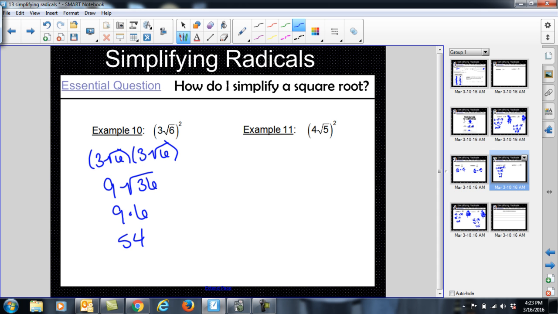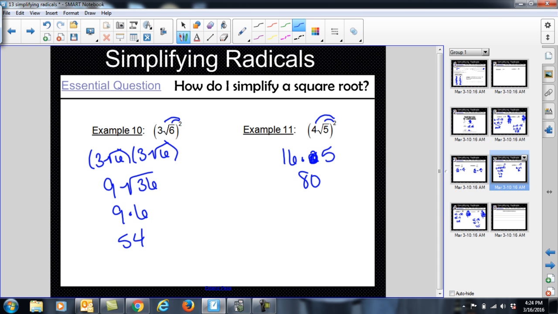Now, if you don't want to write it out this way, that it's this times itself, here's what you can remember. Distribute your little exponent to everything. So if I do 3 squared, I get 9. If I do the square root of 6 squared, I get 6, and 9 times 6 makes 54. So like 11 here. 4 squared is 16. The square root of 5 squared is 5. And if I do 16 times 5, I get 80. And so 4 square roots of 5, squared, is equal to 80 because I did 4 squared and then I did square root of 5 squared.